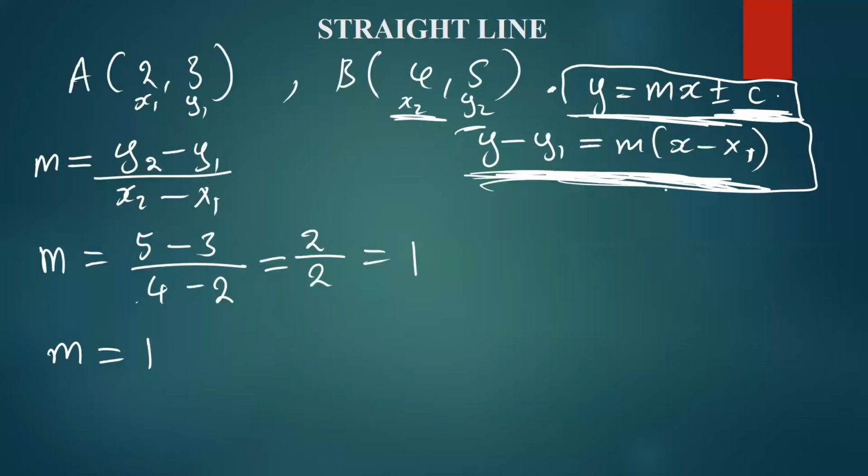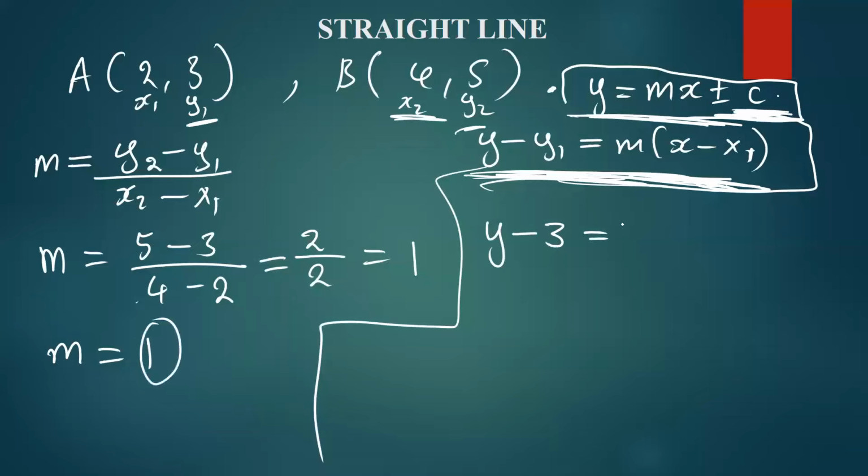So you can therefore find the equation. The equation will be y minus y1, where y1 is 3, equal to the gradient, which is 1, so we put our 1 there, open brackets, x minus x1, where x1 is 2. So we say y minus 3 is equal to 1 times x, we get x, and 1 times negative 2 gives us negative 2.